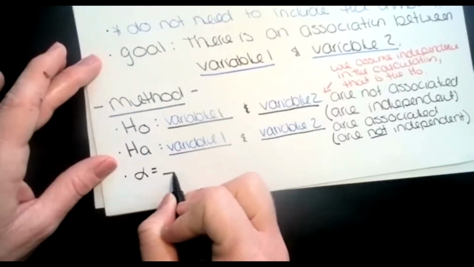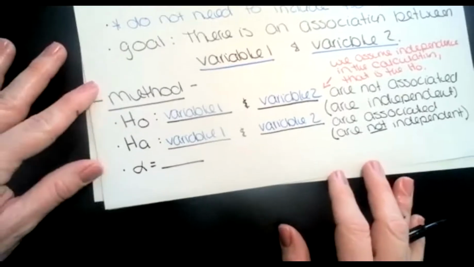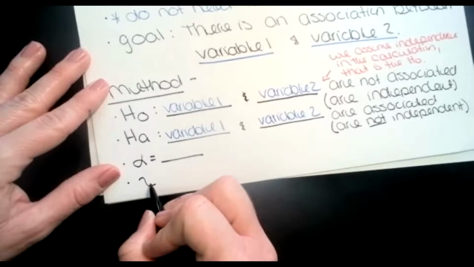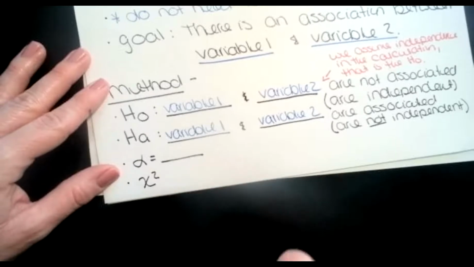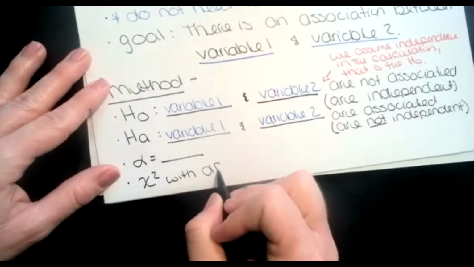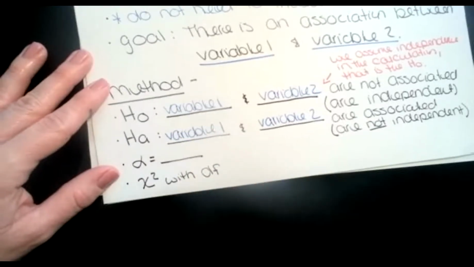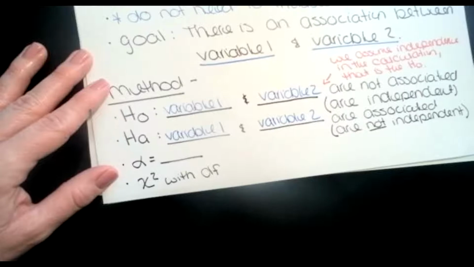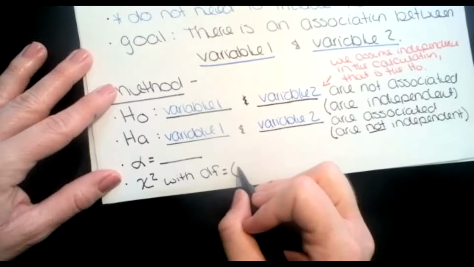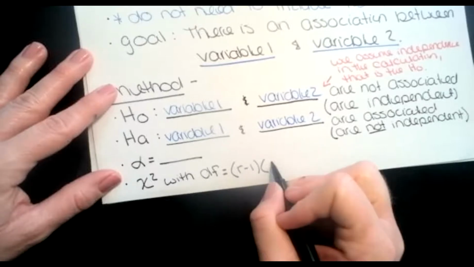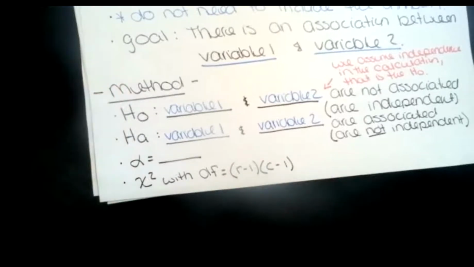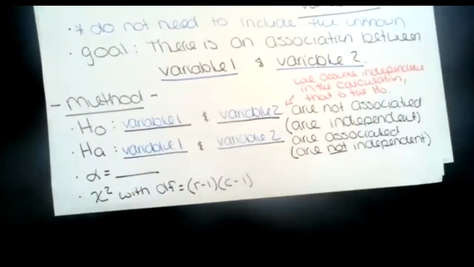Of course, we're going to identify our alpha just like we do any other time and state what curve we're on. So you can say we're on chi-square. And then of course we want to say with degrees of freedom. Now degrees of freedom has changed because we have a whole table, because we have two variables, not just one. And degrees of freedom is now equal to R minus 1 times C minus 1, where R and C are just the rows and columns. So I'm going to write that off to the side here.